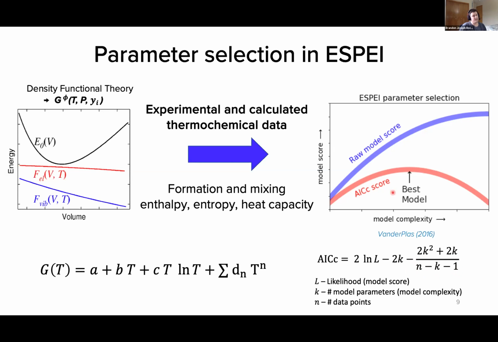And so what that will give us, again, referring back to this figure up here, is instead of maximizing the model score with the model complexity, we'll have some trade-off between how good our fit is, and how complex our model is. And so the best model then is the one that maximizes this corrected Akaike information criterion score. And so this is the core principle behind the parameter selection.